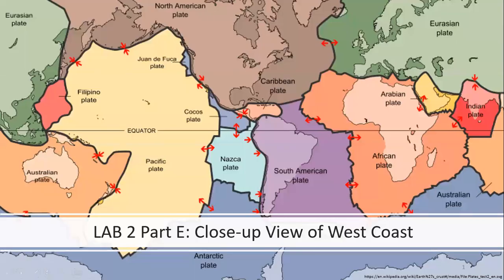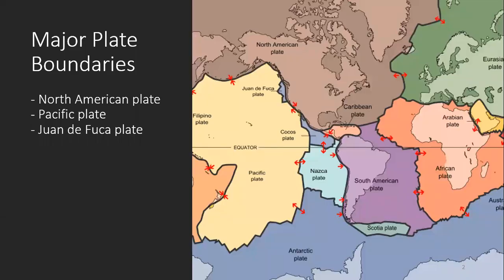Hello, and welcome to Lab 2, Part E, Close-Up View of the West Coast. In this section, we will take a closer look at the plate boundaries of Western North America.